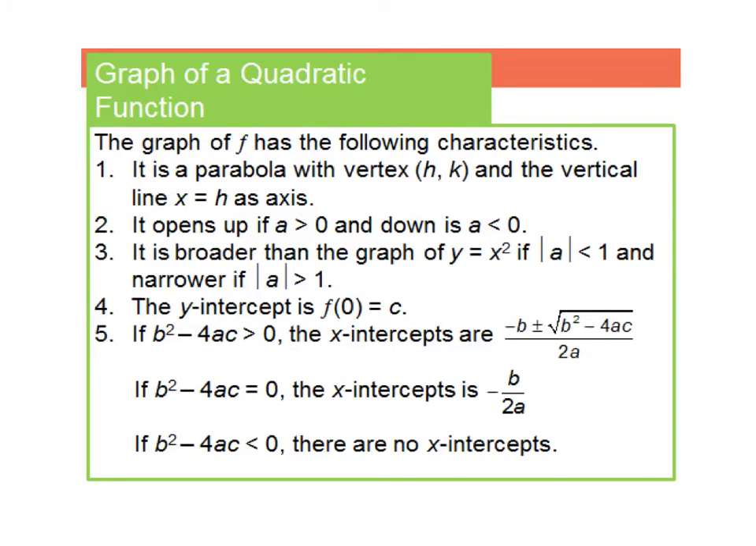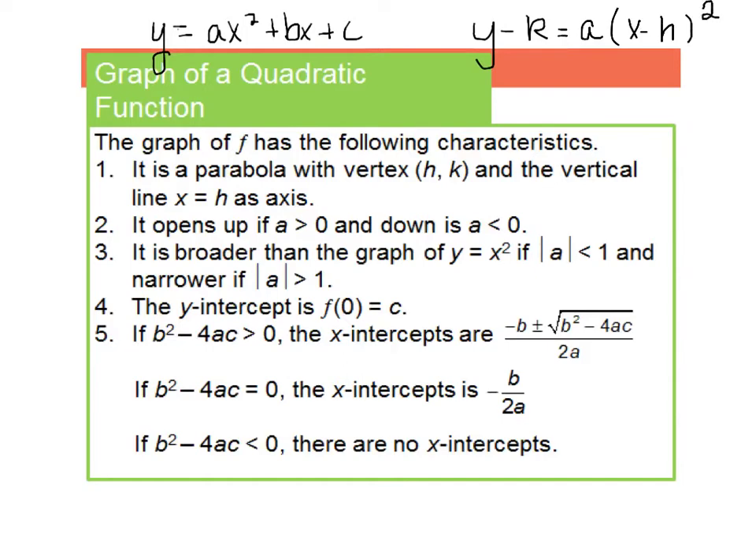We'll continue our discussion of quadratics, first of all by looking at graphing these with all the information we have. We start with the fact that a quadratic equation can be written as ax squared plus bx plus c. It's a parabola when you've got this vertex (h, k), and there's a vertical line x equals h, which is your axis. So that's when we write it in vertex form, y minus k equals a times x minus h quantity squared.